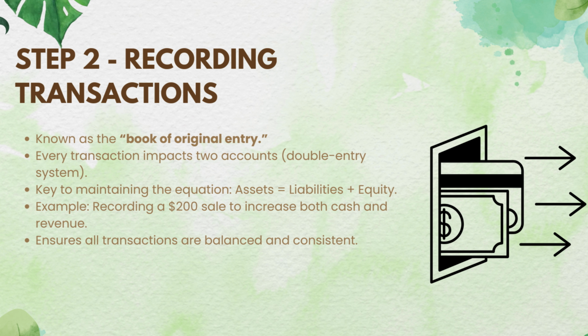2. Recording transactions. Next, we move on to recording transactions. This is where the magic truly begins. Each transaction gets entered into a journal, often called the Book of Original Entry. In double-entry accounting, every transaction affects at least two accounts, ensuring the accounting equation, assets equals liabilities plus equity, remains balanced.